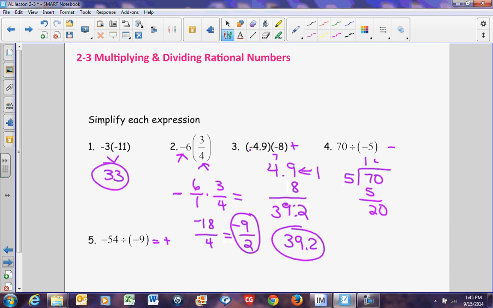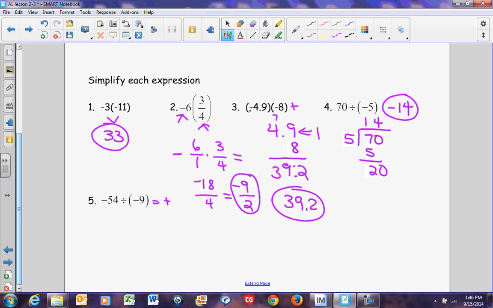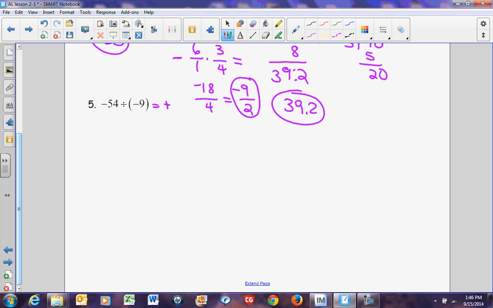5 goes into 24 times. And my answer, I already said, was negative, so we know it should be negative 14. Bottom problem down here, negative 54 divided by negative 9. Two negative numbers, and my answer is going to be positive. 9 times 6 is 54, so 54 divided by 9 should be 6, and my answer is positive 6.